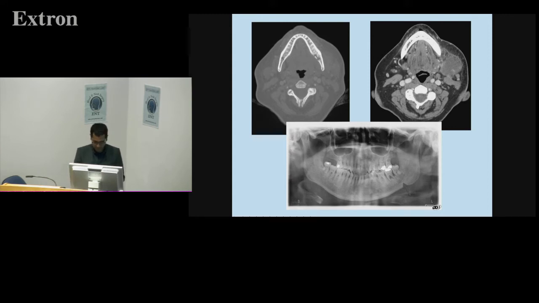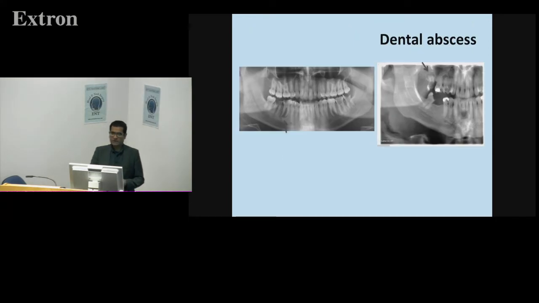And if you're not used to it, the OPGs often don't get reported. So if you're not used to looking at them, get one of your dental SHOs to have a look. They're good at picking up abscesses. Here you can see, if you look at the root of the tooth, you can see a lucent area around it, and that's usually quite easy to pick up in the lower teeth.